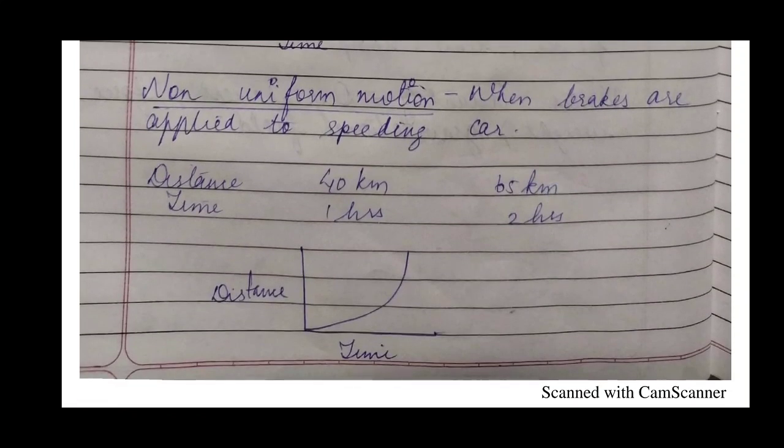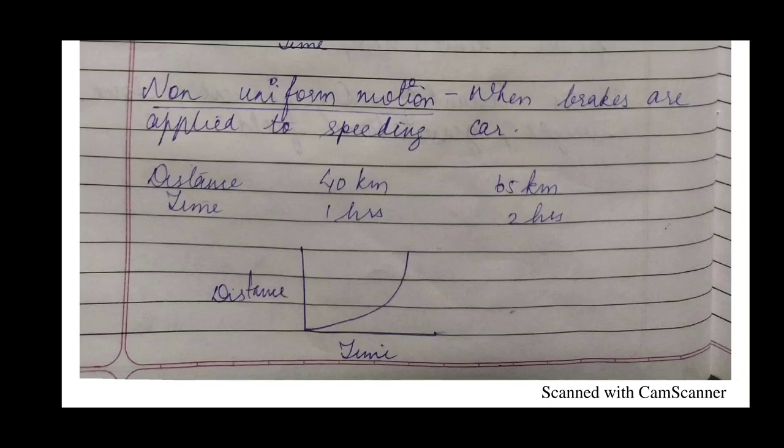It can be asked for 1 mark questions. Any kind of graph will be given, and it will be asked to you, from the above graph what is the kind of motion. So you have to write, if it is a straight line it is a uniform motion, if it is a curved line it is a non-uniform motion, but in the x-axis and the y-axis it should be time and distance.